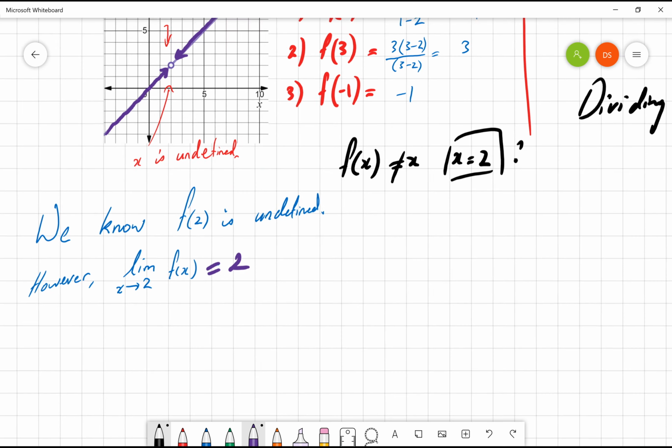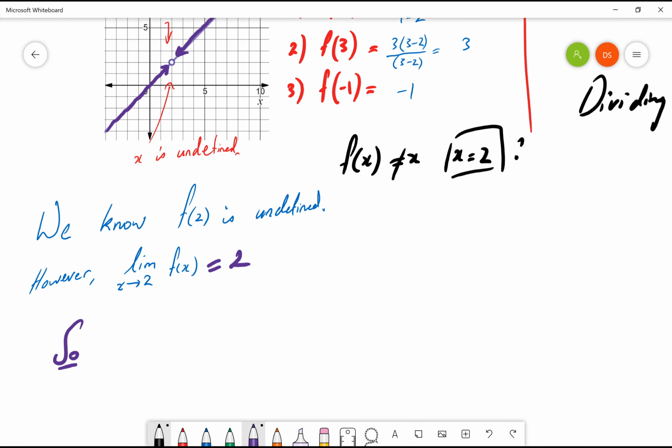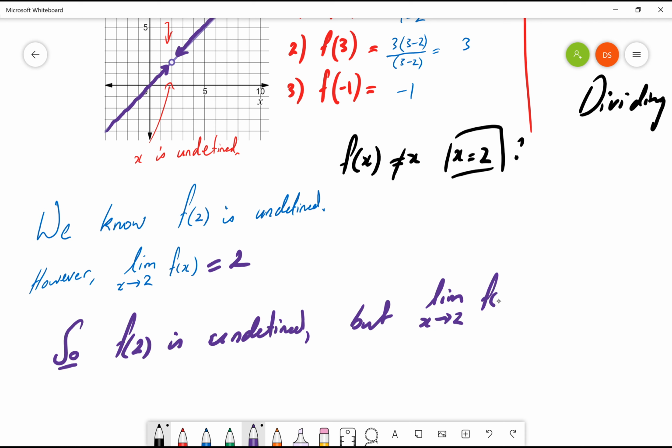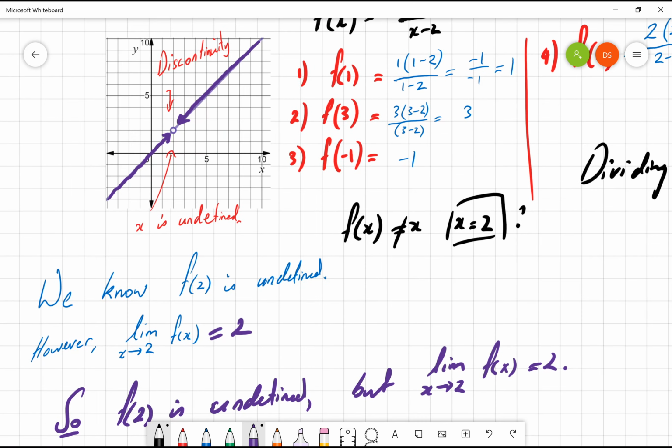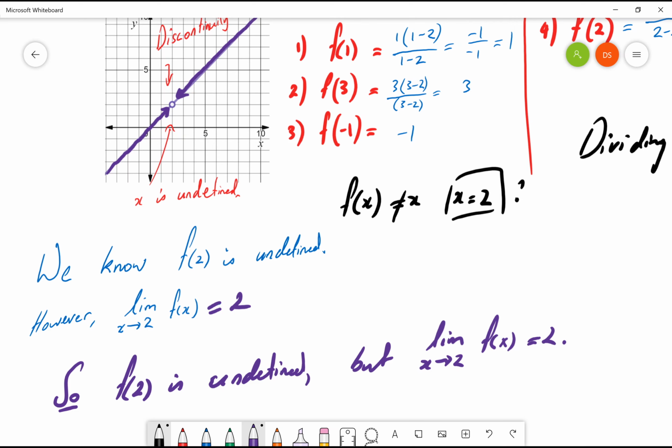So, f of x, sorry, f of 2 is undefined. But the limit as x tends to 2 of f of x is equal to 2. So the limit is what you expect it to be, right? Because you expected it to be 2, just like your other function. But what it actually is, is undefined.